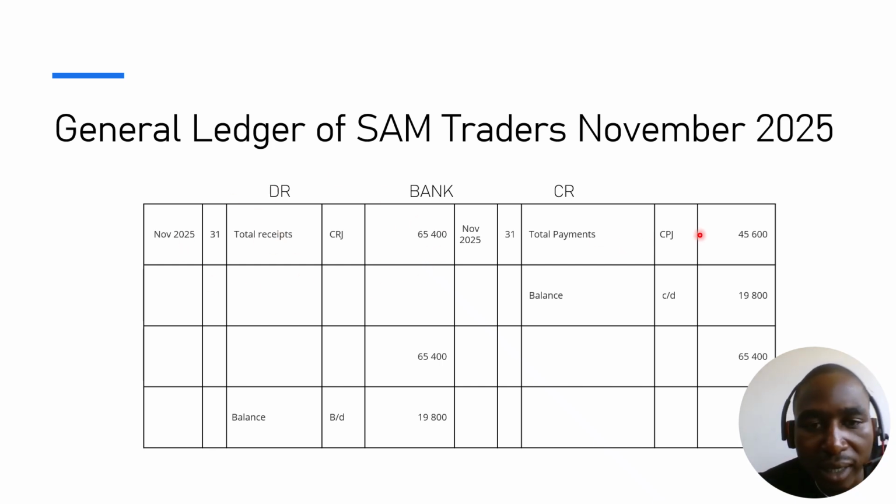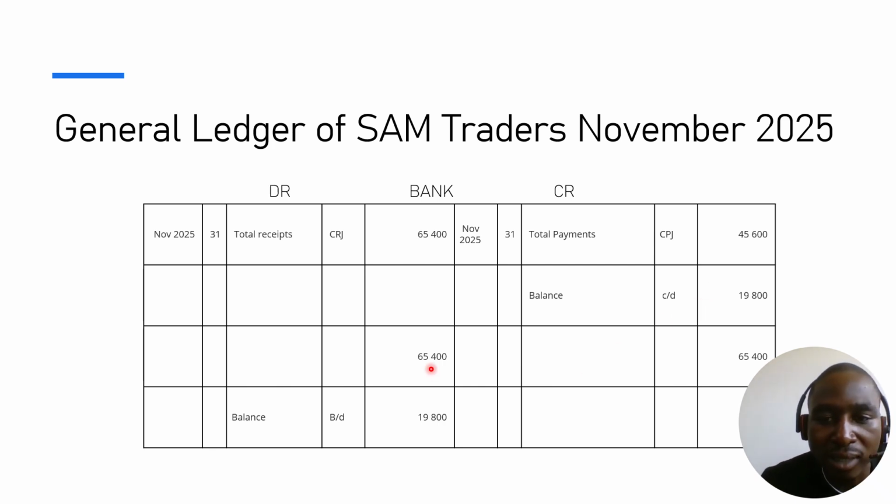And also on the credit side you write November 2025 31st, you write total payments on details and you write on folio CPJ, because that money is from the cash payment journal information. And then you write your amount of 45,600. Now we need to balance our bank account because we are asked to balance all our accounts.